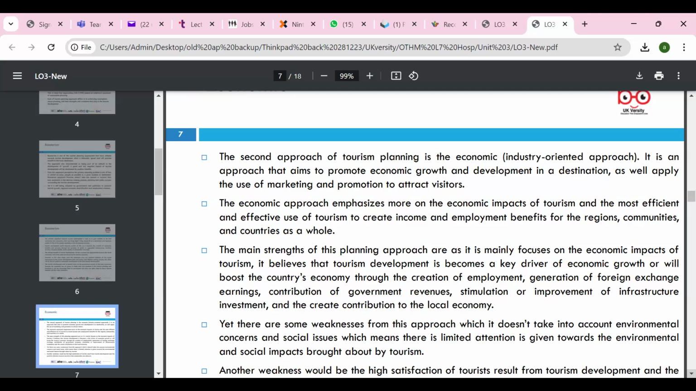The main strength of the economic planning approach is that we focus on the economic impact of tourism. It's believed that tourism development becomes a key driver of economic growth and, of course, plays a huge role as a source of income. We look at the Middle East, Singapore, and various other destinations of the world, like Morocco, where it plays a key role. We need to look at the income contribution and the government revenue. We can also look at the stimulation or improvement of infrastructure investment and the contributions to the local economy.